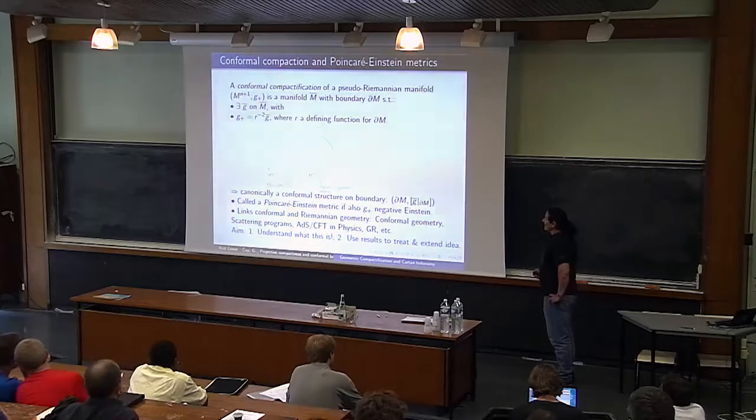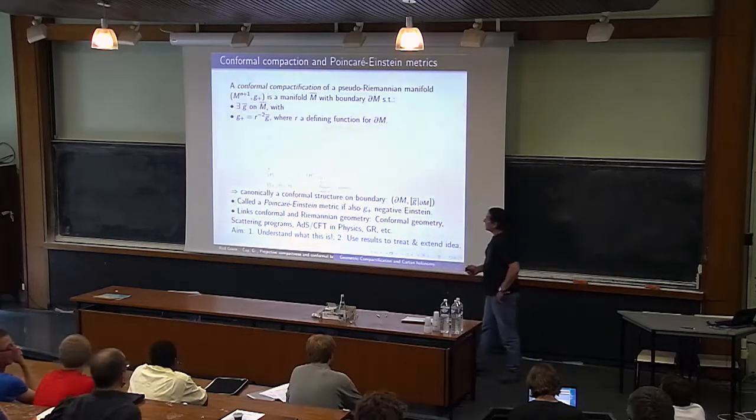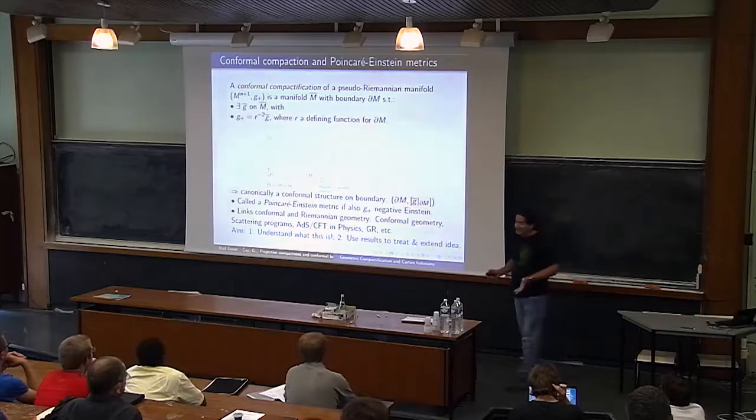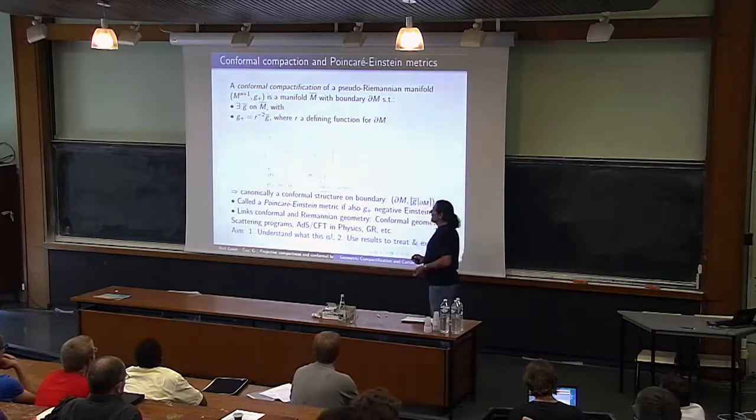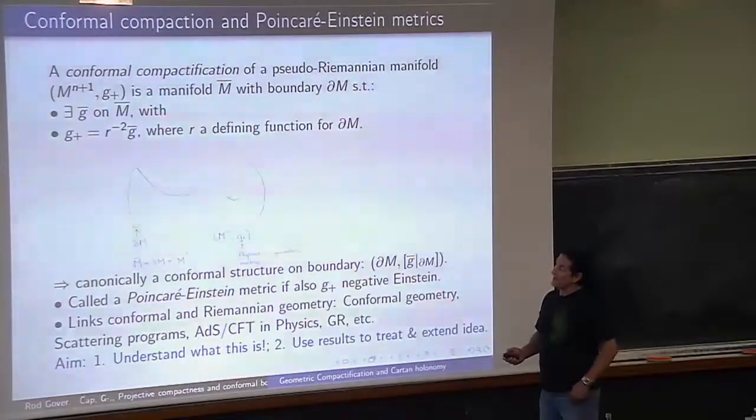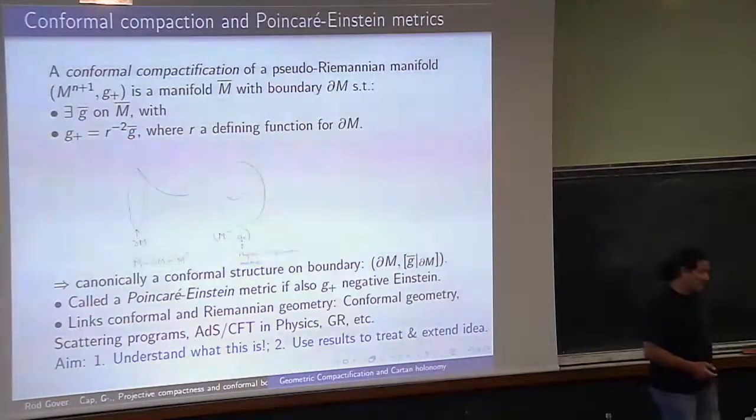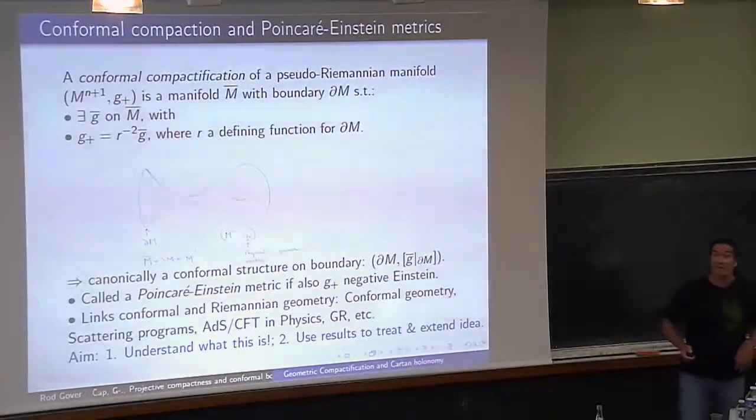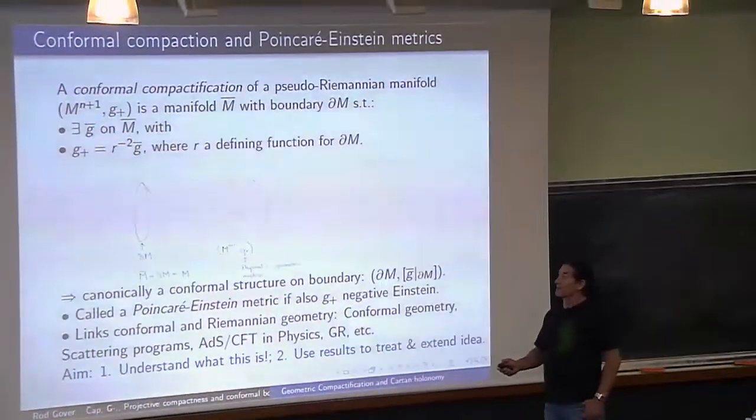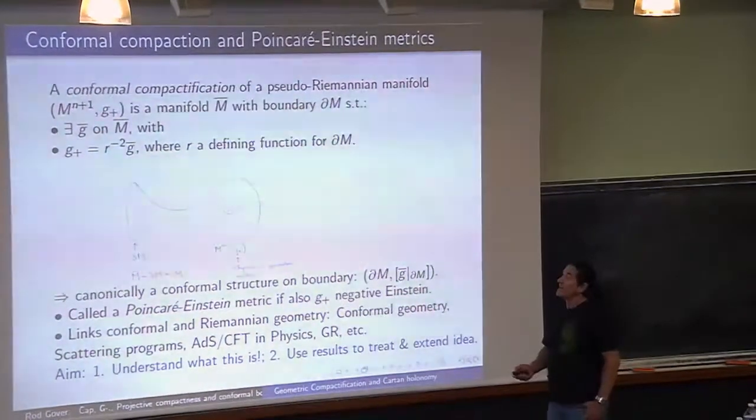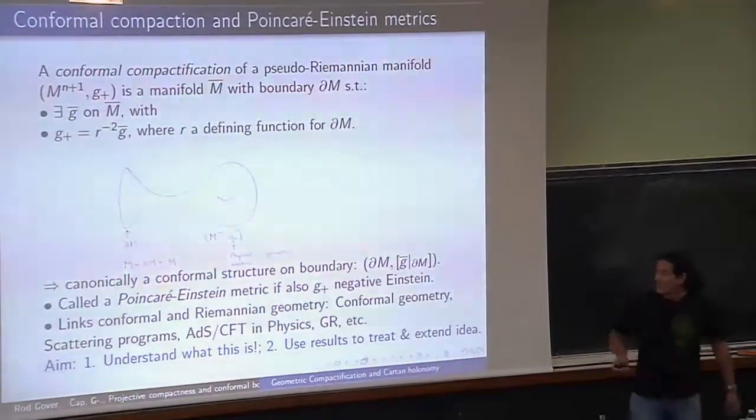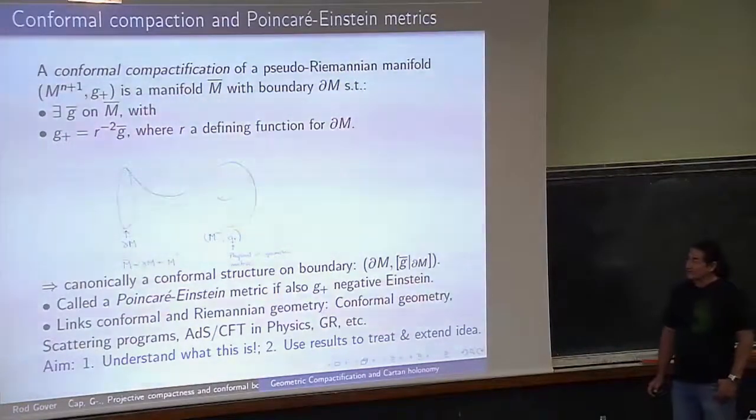What you get is canonically a conformal structure on the boundary. Why is that? Well, we think of the original metric G plus as the actual geometric data, not the choice of defining function. So we can change our mind about the defining function for the boundary. For each choice of defining function, we have this G bar, and G bar induces a metric on the boundary, just the usual induced metric on a hypersurface. But if we change our mind about this defining function, what we're allowed to do is multiply it by a positive function. If you multiply R by a positive function, then that conformally rescales the G bar, and so you get a different metric induced on the boundary, that's conformally related to the previous one. So what you get canonically is just a conformal structure on the boundary.